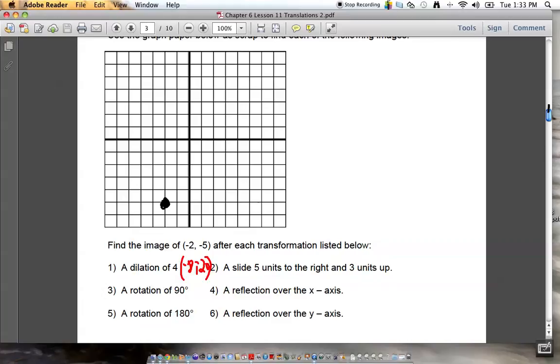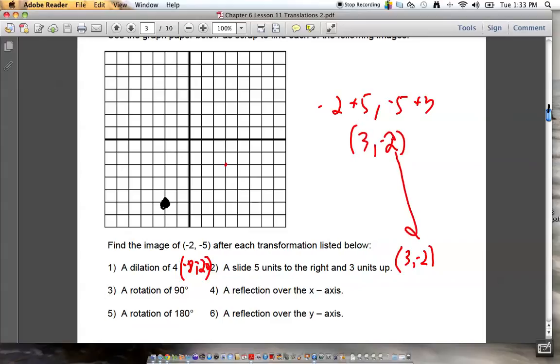Ready? 1, 2, 3, 4, 5. 1, 2, 3. That's the point (3, -2). Now I could also say 5 to the right adds 5, -2 plus 5, and 3 up is -5 plus 3, and that would give me (3, -2). So either way, I end up with (3, -2). Rotate 90 degrees. That's spin it this way. I come up with (5, -2). We good on that? Very hard for me to demonstrate that. If you get it, they're easy. If you don't get it, have somebody show you next to you.